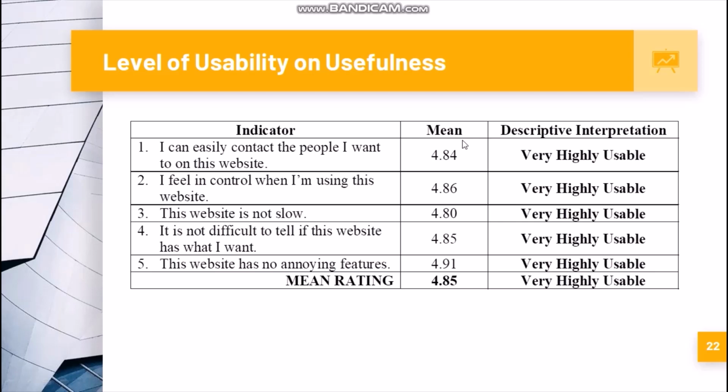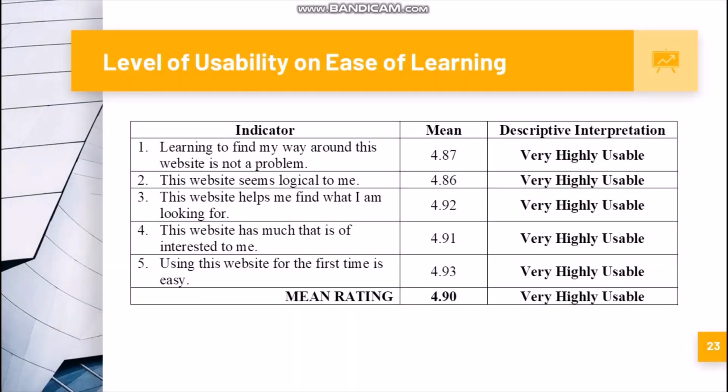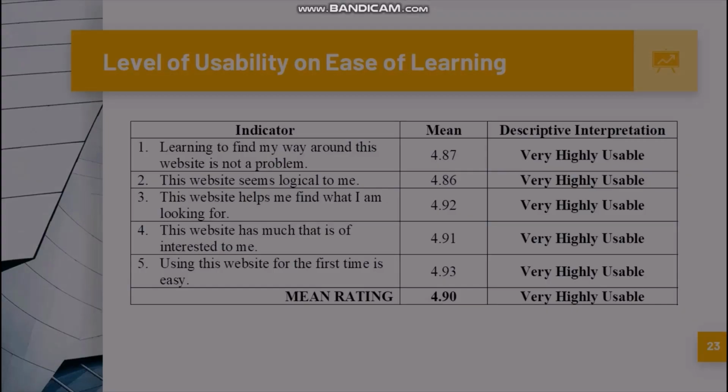This is the table for the result of level of usability and usefulness. The 5 indicators got a mean rating of 4.85, which is interpreted as very highly usable. This is the table for the result of level of usability and ease of learning. The 5 indicators got a mean rating of 4.90, which is interpreted as very highly usable.